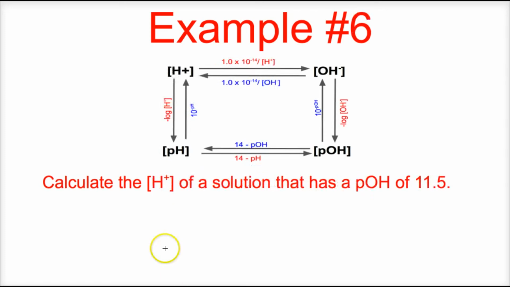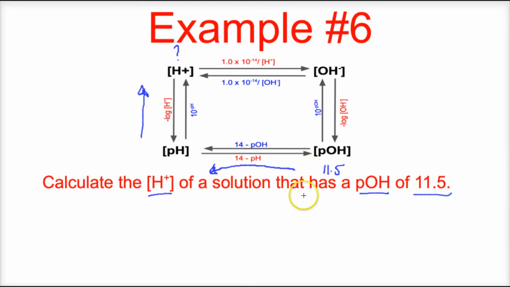All right, in this example, it says to calculate the H plus concentration. So we want to know the H plus concentration of a solution that has a pOH of 11.5. So the pOH here is 11.5. And we want to know the hydrogen ion concentration. This is a two-step problem. We can either go this way and then this way to get the answer, or we can go this way and then this way to get the answer. And once again, I like to go this way first and then this way to solve this problem. This is just a little bit easier.